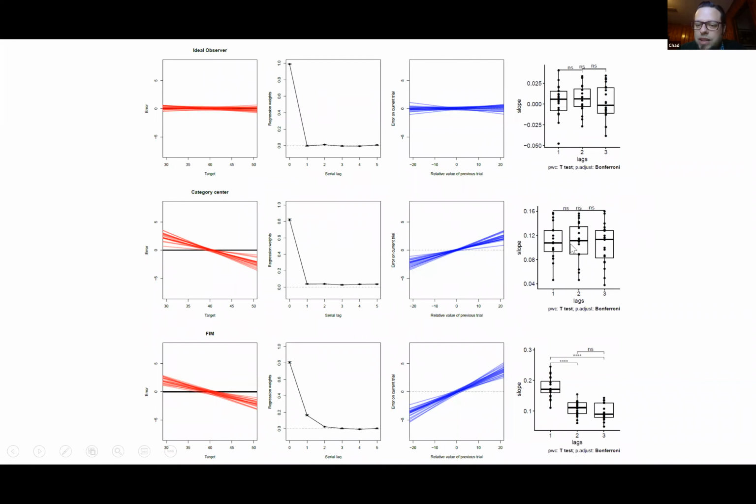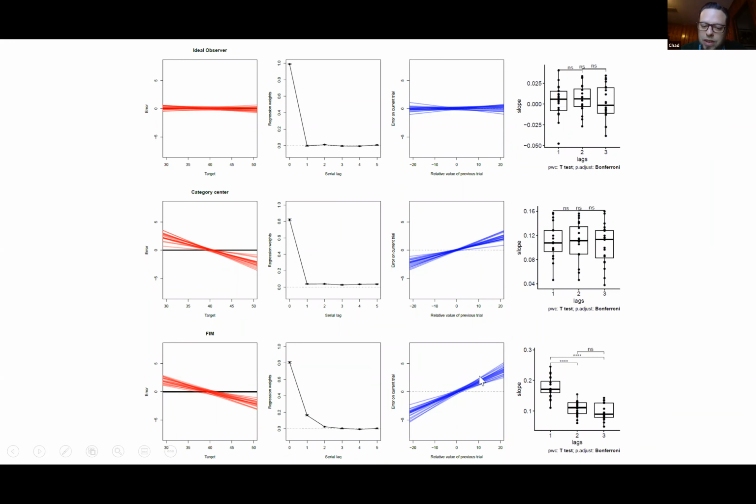Only the FIM, the fidelity-based integration model, predicts central tendency bias, the regression weights that show sequential dependencies, and errors that show the sequential dependencies. It also makes a novel prediction about the slope of the line, that it's going to go down as the lag goes up, which is kind of intuitive, but these other models don't predict it. There were several other models we looked at. We looked at subsampling models, all kinds of models, and they were all terrible. I'm just telling you about these so you can see that we did compare this to other models. The only model that makes all four of these predictions is the fidelity model, and the data are exactly what you'd expect from it.